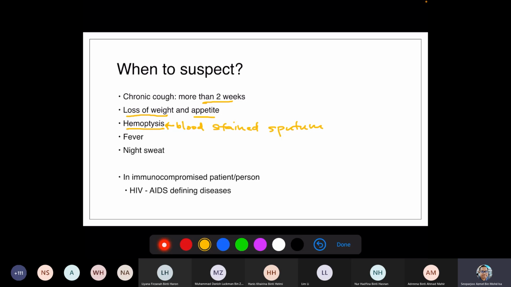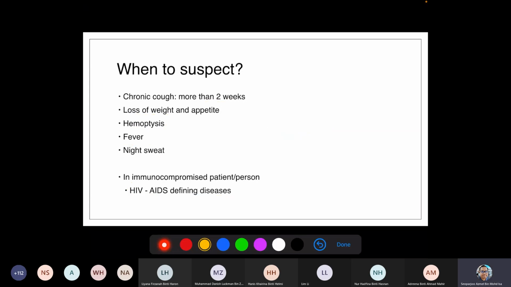Right. Next, the patient could present with on-and-off fever, and the most important thing is the night sweat. Apart from that, for the risk factor, maybe you can ask if the patient is an immunocompromised person, for example, in HIV. As you know, pulmonary tuberculosis is an AIDS-defining disease. It means that a person with HIV is not considered to have AIDS until he or she is affected by one of the diseases we call AIDS-defining diseases, and one of them is pulmonary tuberculosis. So if a person who has HIV is infected by pulmonary tuberculosis, this patient is considered to be in the AIDS stage, meaning he already manifests AIDS.